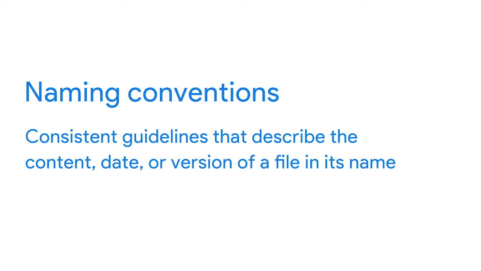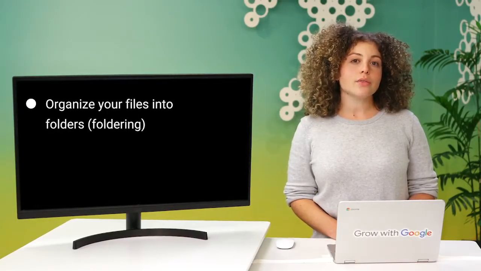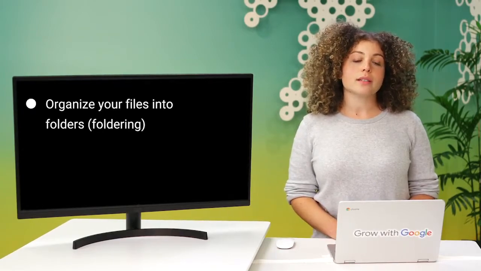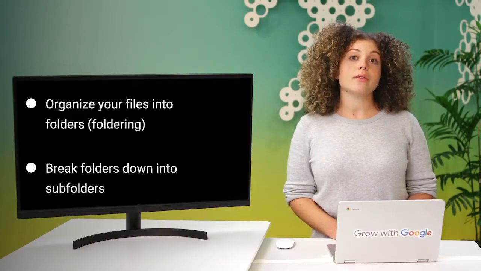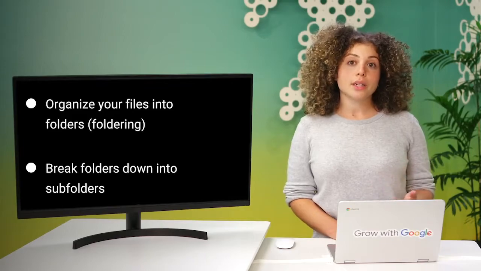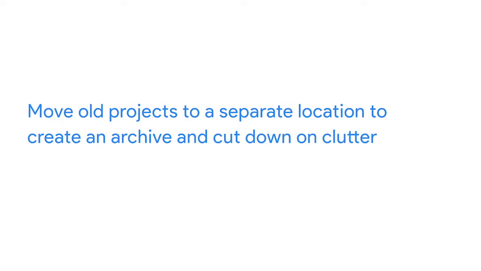These are consistent guidelines that describe the content, date, or version of a file in its name. Basically, this means you want to use logical and descriptive names for your files to make them easier to find and use. And speaking of easily finding things, organizing your files into folders helps keep project-related files together in one place. This is called foldering. For example, all of the files related to your vacation plan might go in the Vacation 2025 folder. You might then break that folder down even further by creating subfolders like itinerary or photos, depending on what else you'd like to easily access.